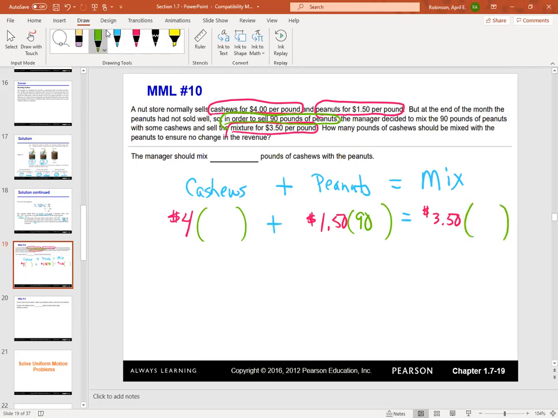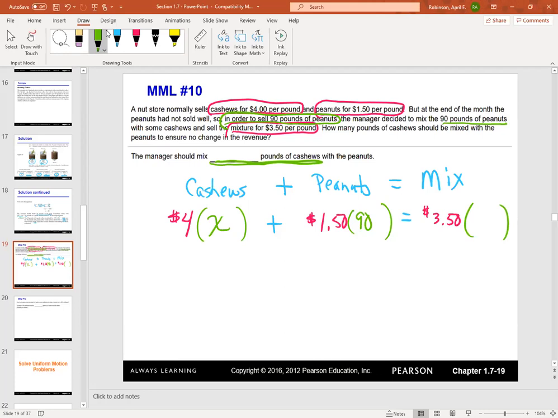I have 2 blanks on this one. I have circled all the numbers that were in this problem. This is still 90 pounds of peanuts right there. $4 for cashews, $1.50 for peanuts, $3.50 for the mixture, and the only thing they give me is 90 pounds of peanuts. So this is an algebra class, people. X has to be in there somewhere. And since they're asking me specifically, the manager should mix blank pounds of cashews, I'm going to put my X right there because that's what I'm looking for.